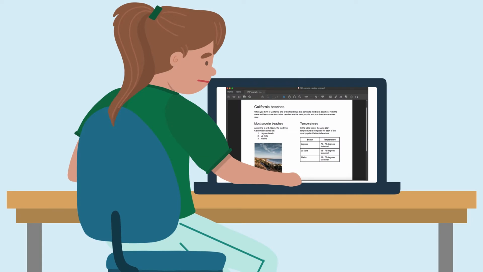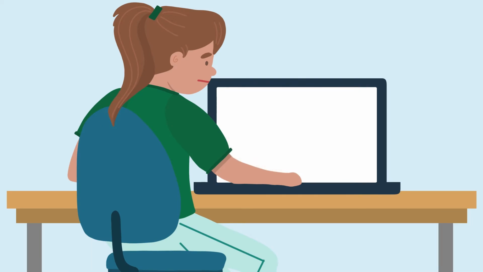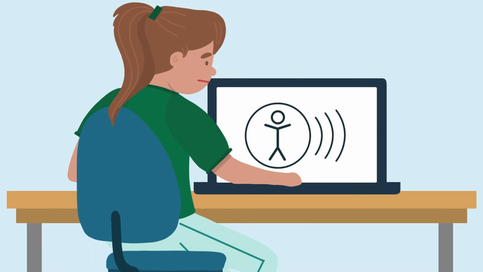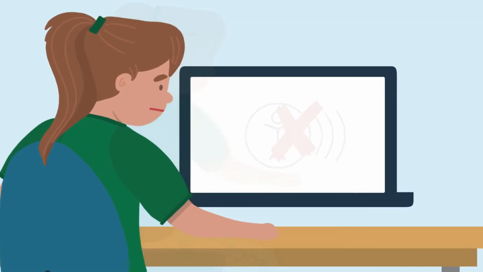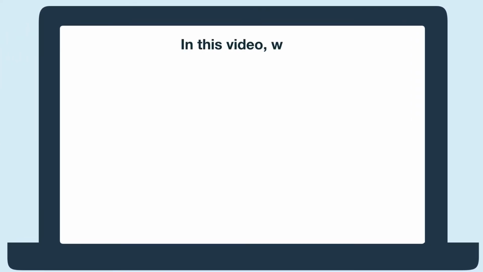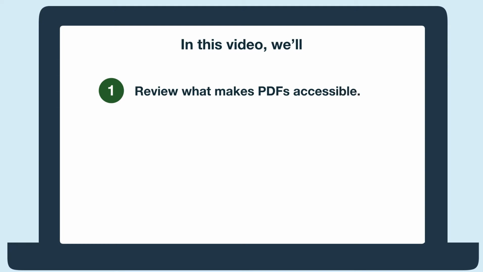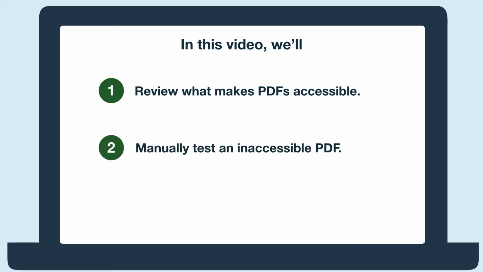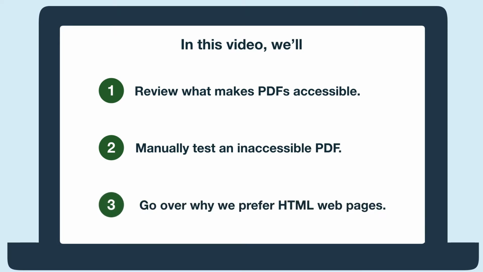Most PDFs on the web are inaccessible, making it so people using assistive technologies can't navigate or read them. In this video, we'll start with what PDFs need to be accessible. Then we'll manually test an inaccessible PDF to see how it affects assistive technology users. We'll end with why we prefer HTML web pages to PDFs.